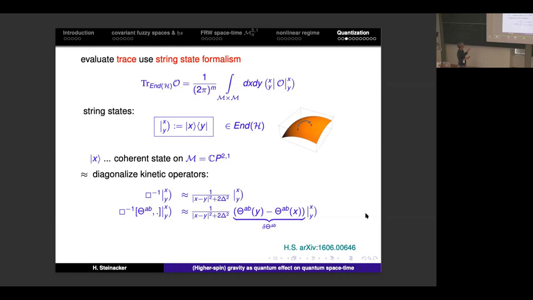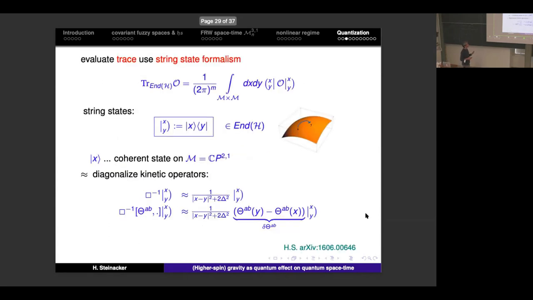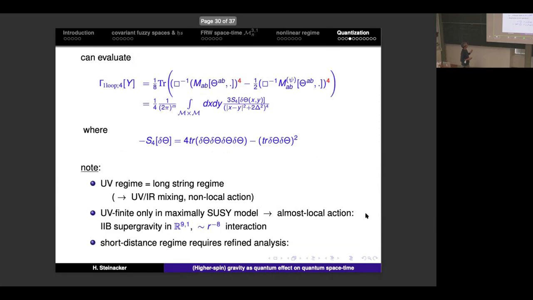And with this thing, you can evaluate the trace because these string modes diagonalize the kinetic operator. So the propagator acting on the string mode has a very simple form. It's just one over the distance of the string squared. That means the energy of the string is just the length squared, very similar to string theory. Now you can diagonalize all these operators that you need to compute here. So that's a terrible trace, you see. But on these string modes, you can diagonalize it, and you can actually compute the trace with some effort. And I don't have time to go through that. There are still lots of tricky points.